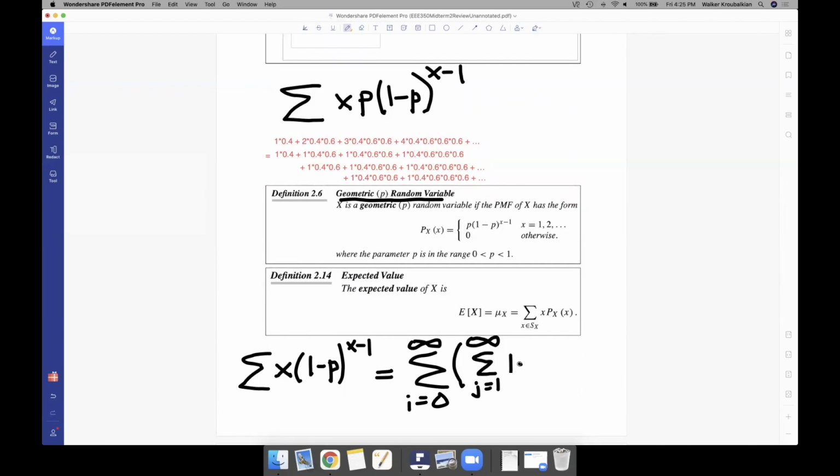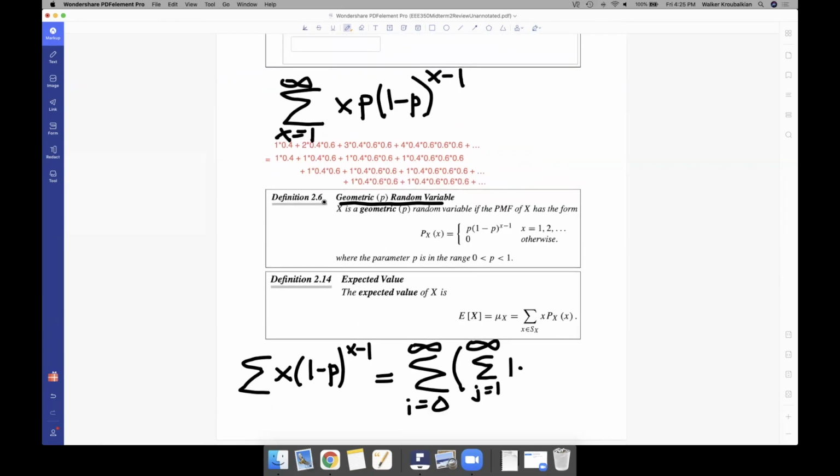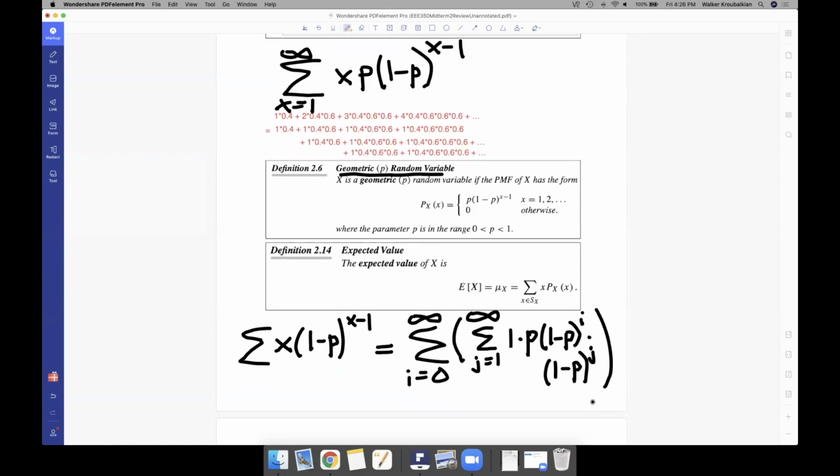Effectively what I'm trying to do is get this x factor out of the coefficient, because if we were doing this sum we would go from x equals 1 to infinity, and there's no really easy way to do that. By taking each of these individual infinite sums, the coefficient becomes 1, and then there's a formula we can use. So this would be 1 times p times (1 minus p) to the i times (1 minus p) to the j, where the factor (1 minus p) to the i determines which of these sums we're talking about.